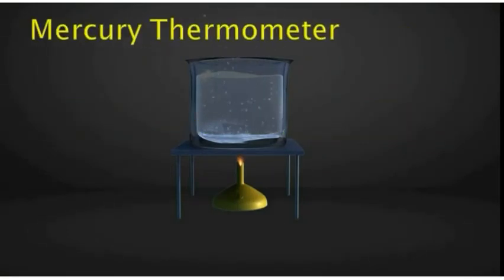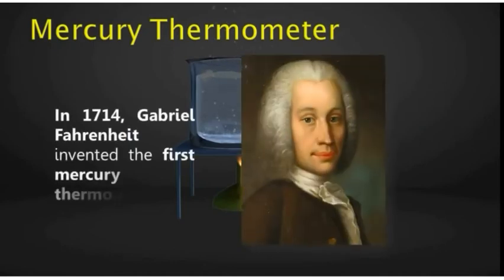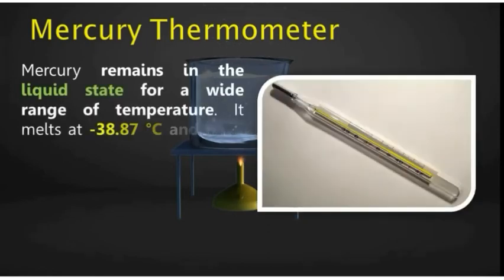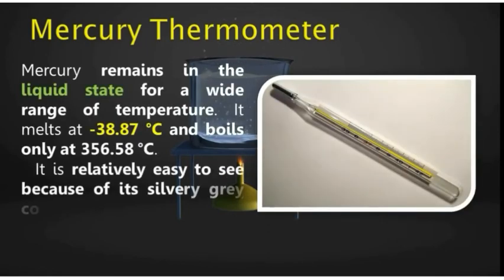Mercury thermometer. In 1714, Gabriel Fahrenheit invented the first mercury thermometer. Mercury is used in thermometers because of the following reasons. Mercury remains in the liquid state for a wide range of temperature. It melts at minus 38.87 degrees Celsius and boils only at 356.58 degrees Celsius. It is relatively easy to see because of its silvery grey color, and it does not stick to glass. Yes, it has a fairly uniform rate of expansion over a wide range of temperatures.